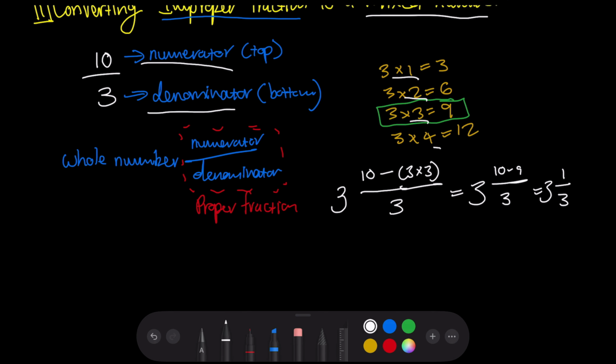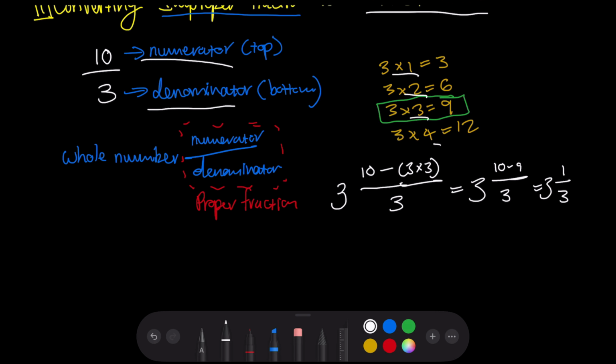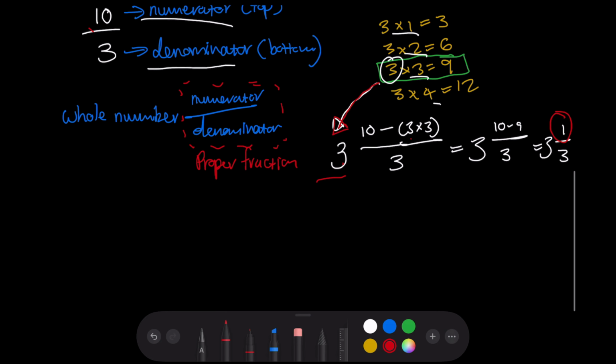Then because of that, I know this 3 must appear here, because I know 3 gets into 10 3 times, right? And that's where this 3 appears. However, because I originally had 10 at the top, I must subtract this 3 times the 3, which gives a 9. Then 10 minus 9 is what? 1. Then I'm left with 3 and 1 over 3.